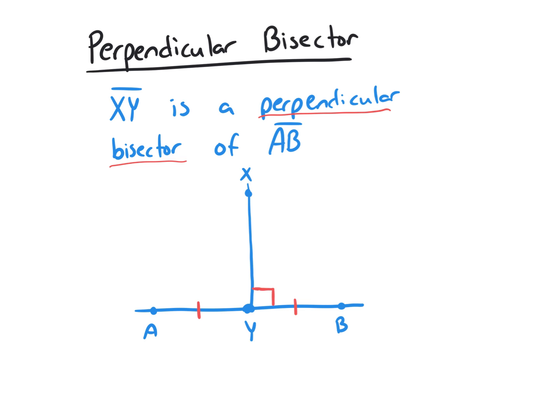Now I'm going to add something here. What if I added a line from X to A and X to B? It does make a triangle. What else can I say about those two lines that I just drew? They're congruent. Why? We could say hypotenuse because they're across from this right angle, right? I agree with that.